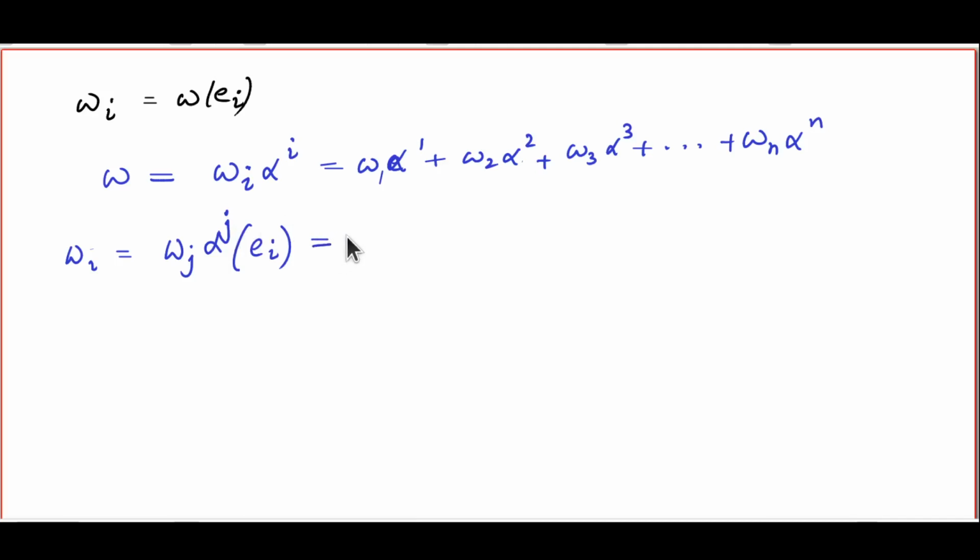Now here, the result obviously is rather trivial. This sum has to be omega_i. So this tells us that in order that this happens, no matter which omega you choose, which set of omegas you choose, you must have alpha^j acting on e_i give you a number which picks out only omega_i from this sum, and that's only possible if this is delta^j_i.